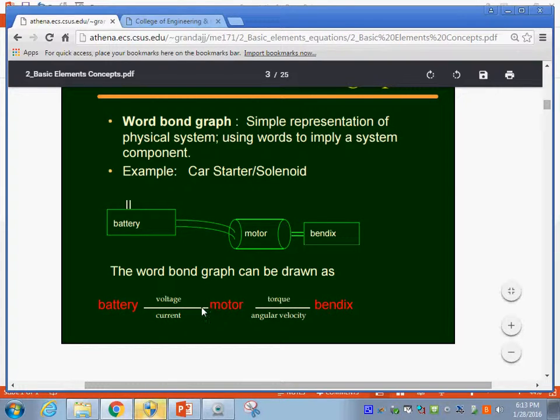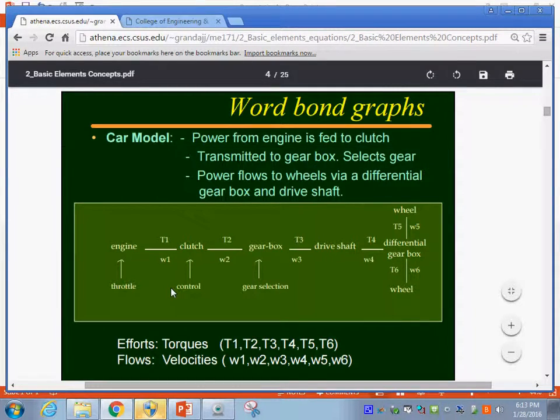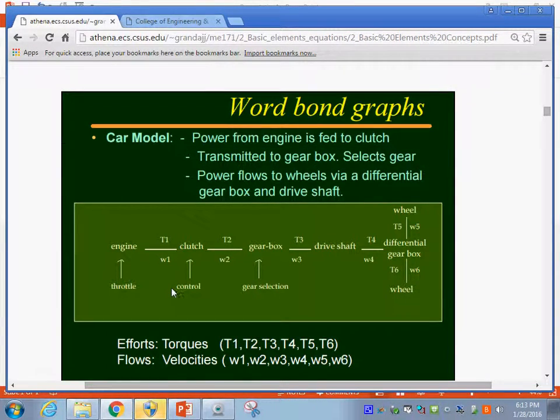The battery interacts with the motor through the voltage and the current. The motor and the Bendix interact through the torque and the angular velocity. So we could create real models of things. We could create, using these words, a connection graph of the elements that make up a car.